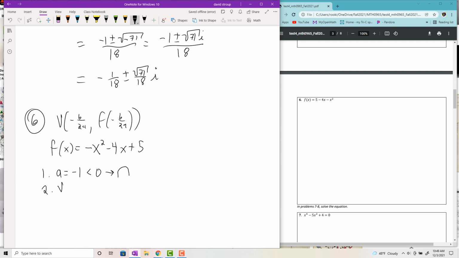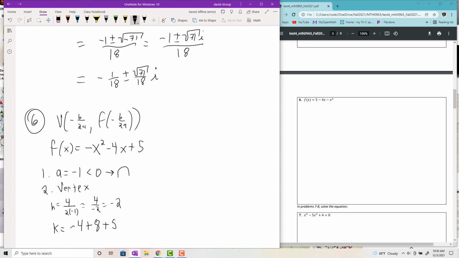Secondly, you get the vertex. So here you need the formula, negative b all over 2a. So negative 4 is 4 all over 2 times negative 1 equals 4 over negative 2, which is negative 2. And then my k value is negative 2 squared is positive 4, so negative 4. Negative 4 times negative 2 is positive 8 and then plus 5.